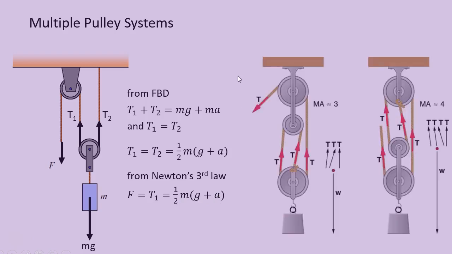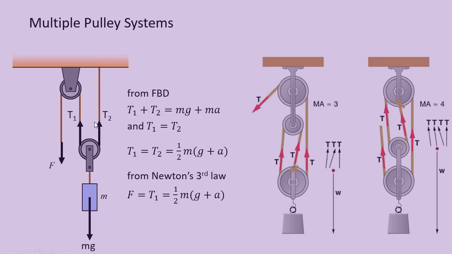Pulleys are a type of simple machine, and they have two functions. One, they can change the direction of the force. So in other words, in this example here, we are pulling down and it's causing an object to move up.